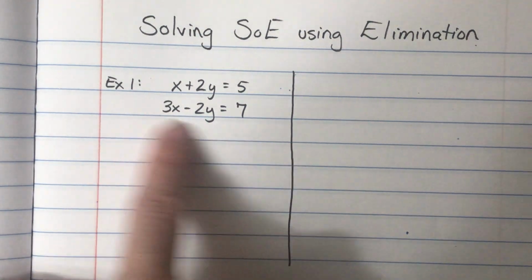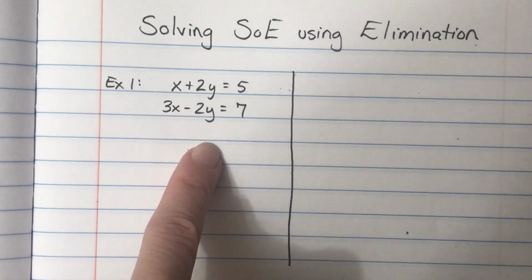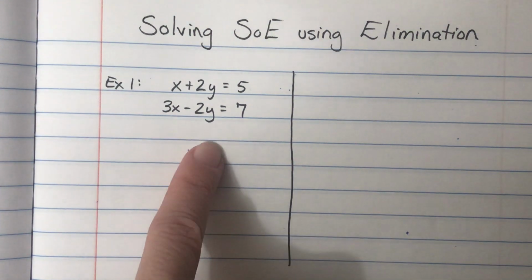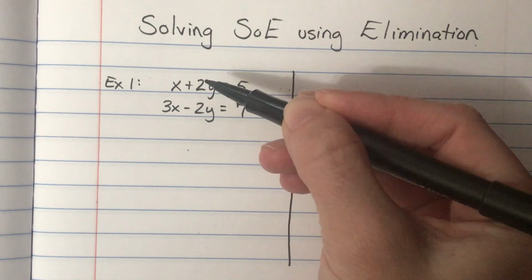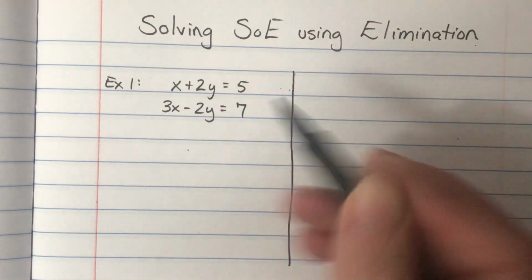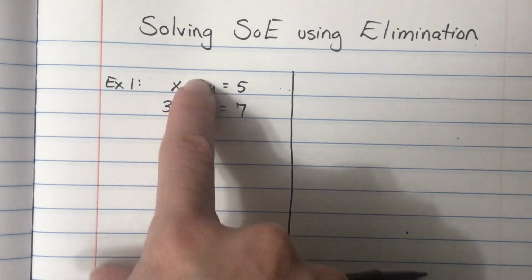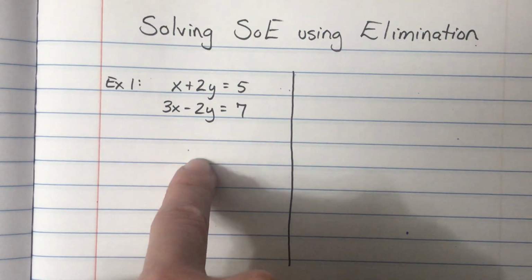Then, once we've got them lined up like this, we want to determine the variable that we can eliminate. The one that we're going to eliminate is the one that ends up having the same coefficient. Now, we're going to talk in a minute about what happens if they don't have the same coefficient. We can actually still eliminate them.